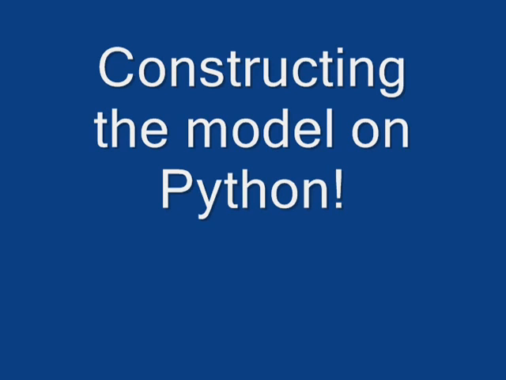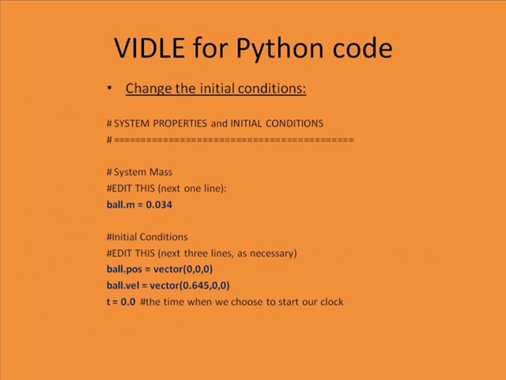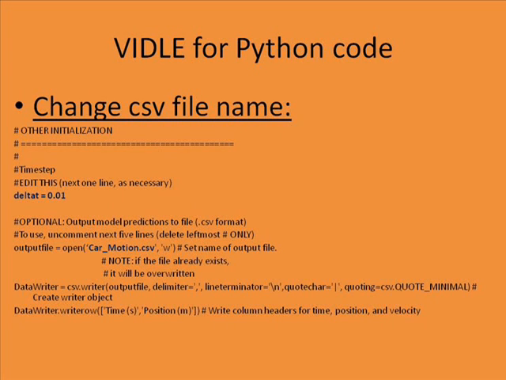Once we have determined our values for the model, we can construct it in Python. We have set the value for the mass of the ball, the same mass as our toy car, 0.034 kilograms. The initial position being the origin, 0, 0, 0, and the velocity value is what we had determined previously, 0.645, 0, 0, in vector form. We will begin at time 0. Delta t will stay the same, 0.01, and we will change the CSV file name to car_motion.csv.